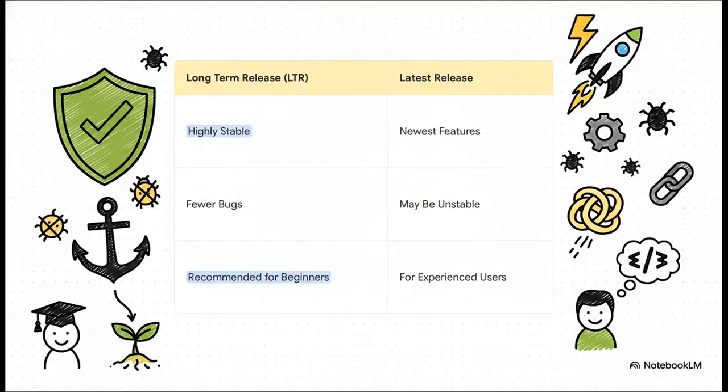When you get to the download page, you're going to see 2 main options, the latest release and the long-term release. Now, the latest one has all the shiny new features, but it can be a little unpredictable. For anyone just starting out, I can't recommend the long-term release, or LTR, enough. It's rock solid, way more stable, and perfect for learning the ropes.